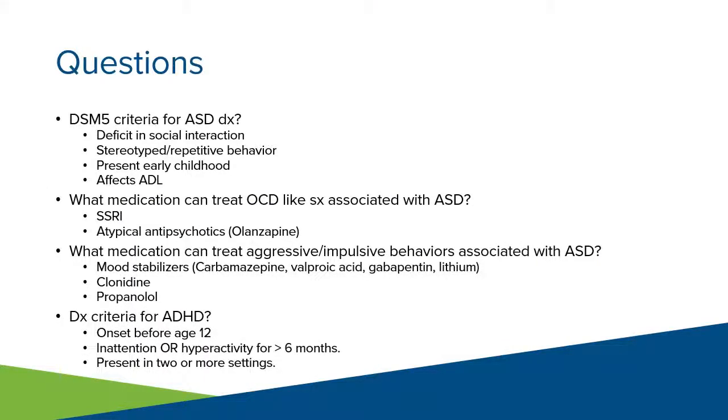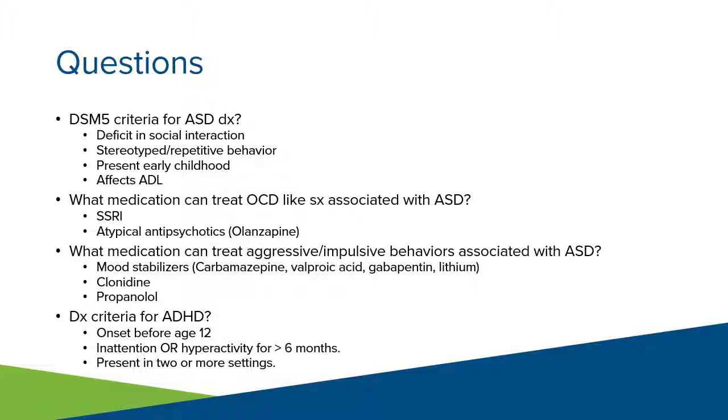Now, the answer to my questions from before: what are the DSM-5 criteria for autism? You're going to have a deficit in social interaction. You're going to have stereotyped or repetitive behaviors. Symptoms will present in early childhood, as well as they will affect your ADLs.